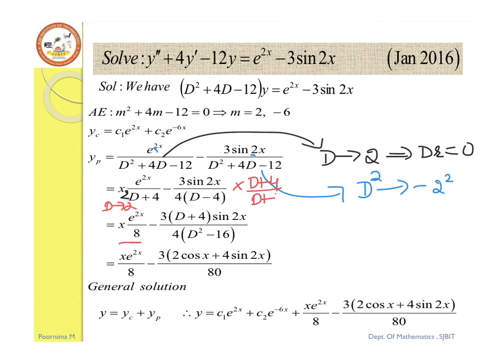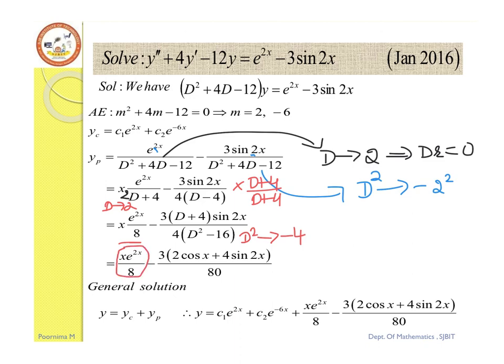Therefore it becomes, in the next step, 3 into (D plus 4) sin 2x divided by (D minus 4)(D plus 4). This is the (a minus b) into (a plus b) format: D square minus 4 square, that is 16. Now you can replace that D square by minus 2 square, which is minus 4. Okay, next. When you replace D square, the first part is kept as it is.